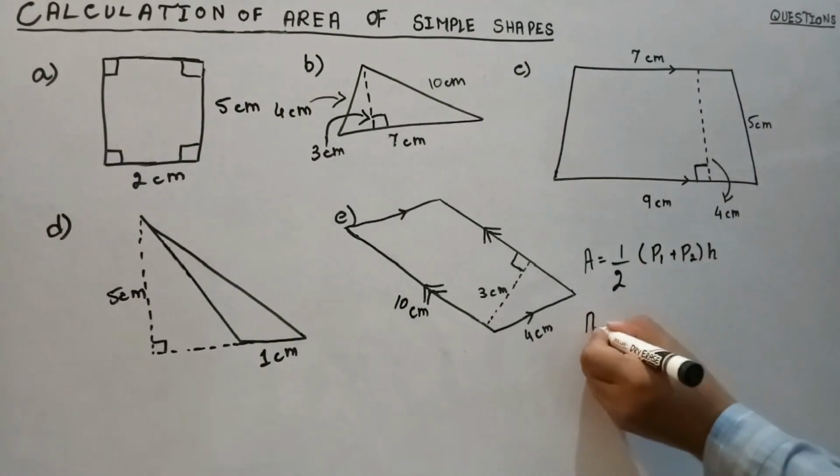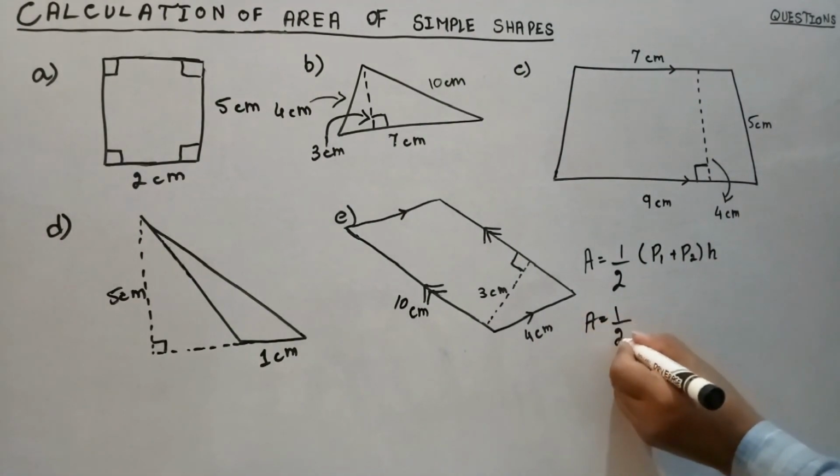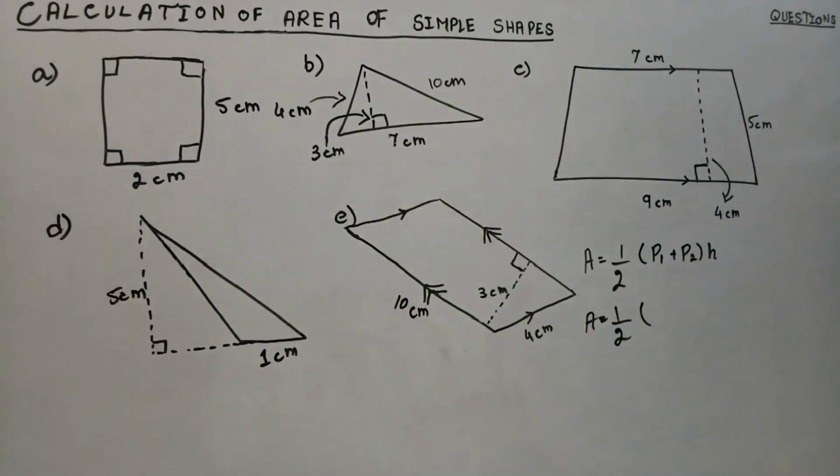Let me write it. Here we have 1 over 2 first parallel side. You can consider any one as the first parallel side.